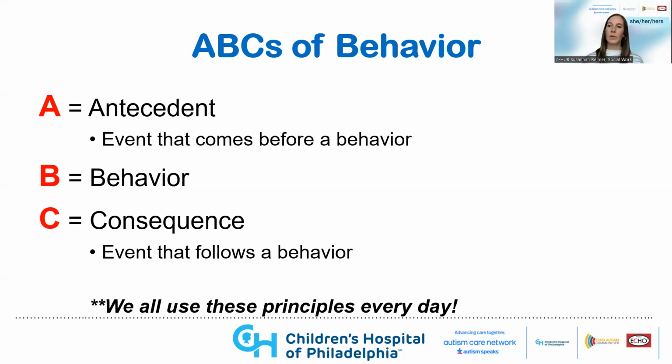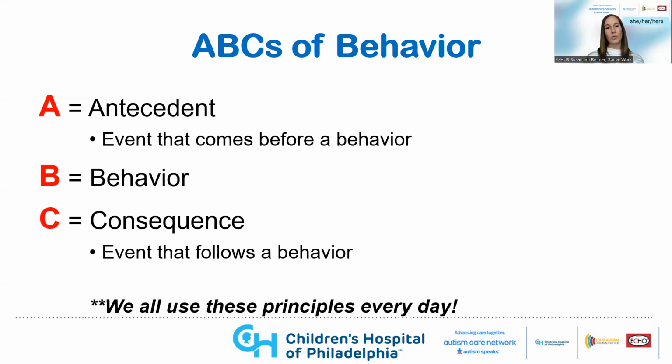So for example, if we have a child in school who's being given an assignment or a worksheet, the antecedent is that the teacher's handing out this work. If this is something that a child really doesn't enjoy or is frustrated by, we might see a behavior of them ripping up their paper. That's the behavior. And then the way that the teacher responds after is the consequence. If the teacher responds by saying, oh, okay, you don't have to do this work, that's now taught and reinforced that this behavior works. When I rip up a paper, I get to stop doing the thing I don't like.